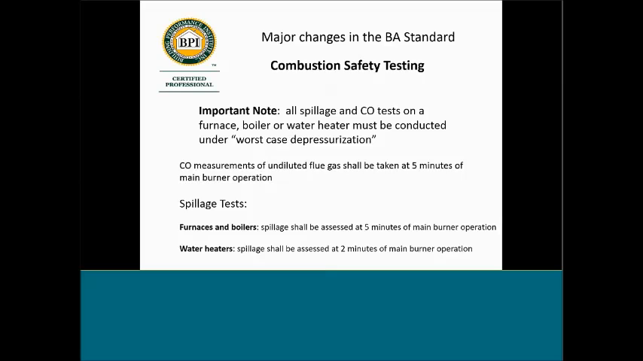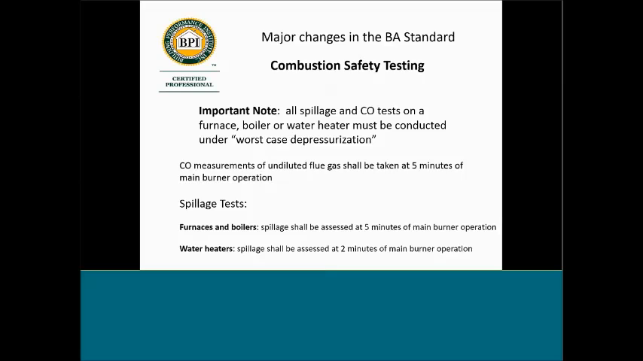Furnace and boiler for spillage, it's at 5 minutes of the main burner operation, but note that water heater spillage is to be assessed at 2 minutes of main burner operation, which means that you have to have no spillage after 2 minutes of operation.